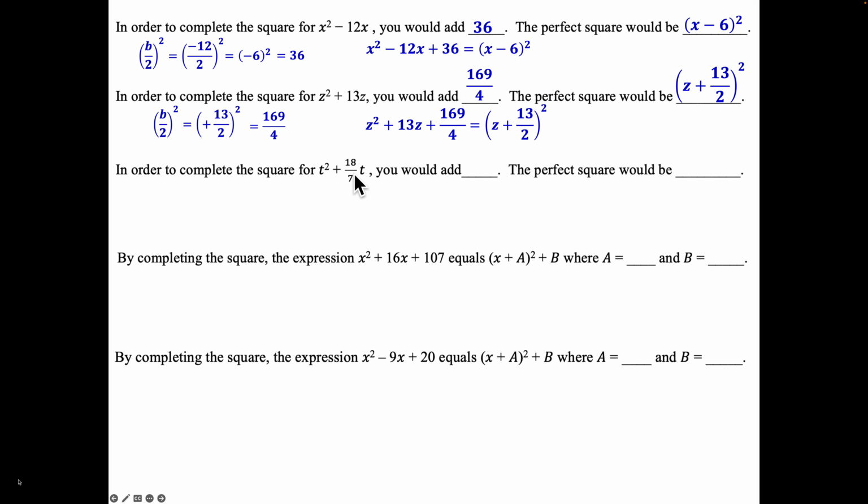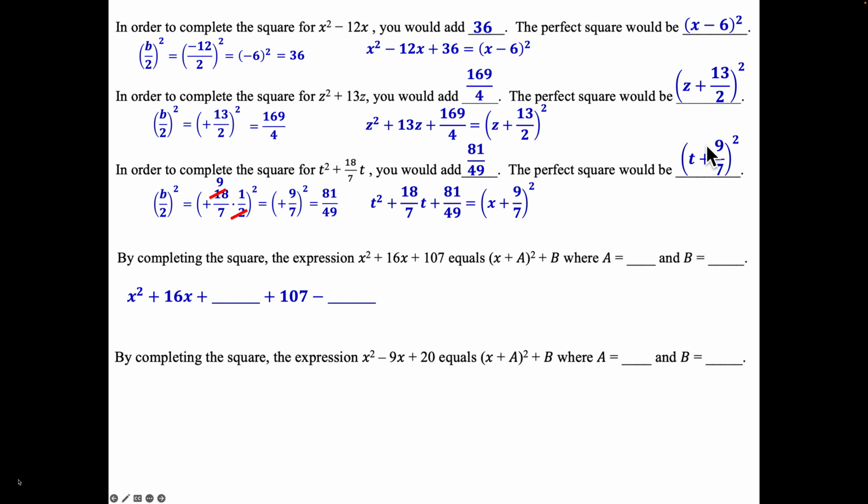Oh my gosh, they gave me a fraction for b. Don't panic. When we divide by 2 to a fraction, it's like multiplying by its reciprocal, 1/2. Okay, well, wait a minute. If I multiply by 1/2, 2 can go into 18 9 times. So let's reduce it. Square the top, 81. Square the bottom, 49. That's what we want to add to both sides. Now, what's my binomial squared? T squared plus 9/7 squared. Okay, t plus 9/7 in parentheses squared. There it is right there.